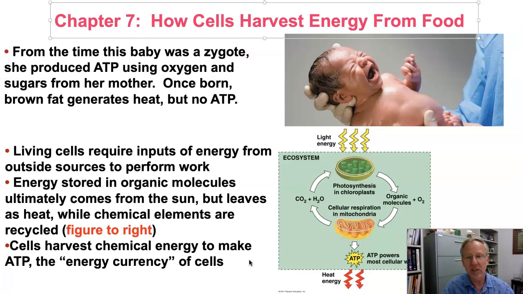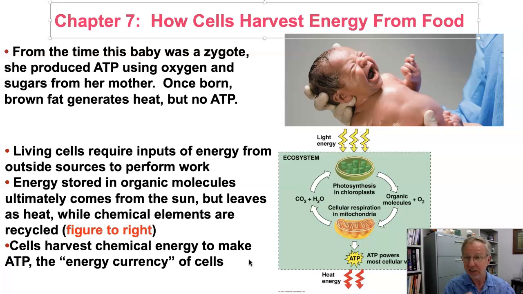But ever since this baby was a fertilized egg, a zygote, even before then, as a sperm and egg, she has produced her ATP in her cells using oxygen and sugars from her mother, that she got through her umbilical cord. Now she's living independently of her mother, and she's going to continue to make ATP in the cells of her body to fuel all the cellular activities that are going to help maintain her, help her grow, help her develop.